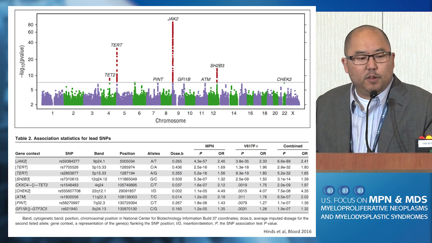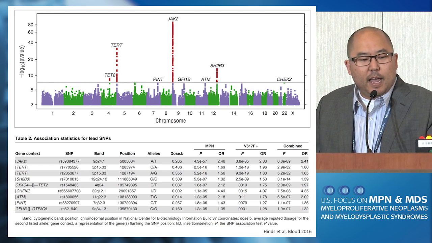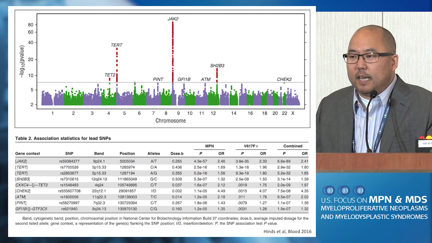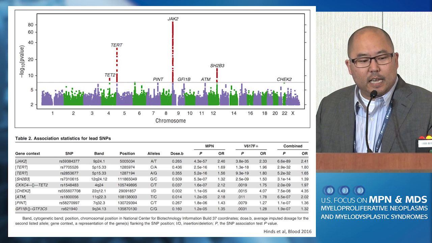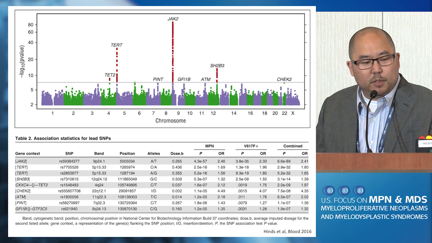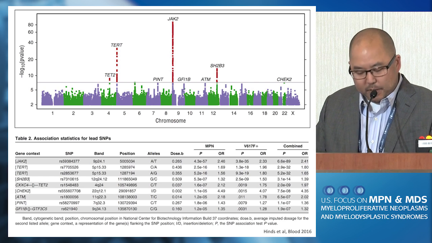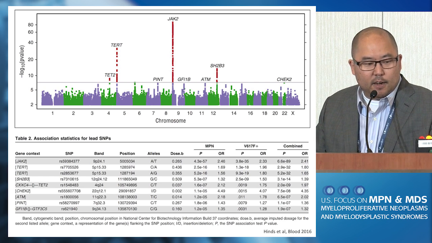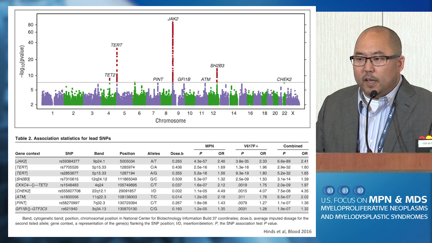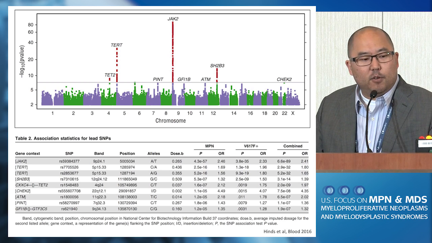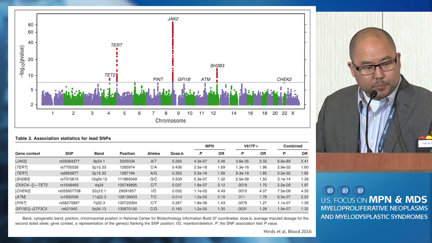And amongst those was a series of SNPs in the TERT locus, as well as within several other genes, including SH2B3, which is the same thing as LNK, and others, including CHEK2, which was rare, but also significantly associated, as well as ATM. Those genes are involved in DNA damage, so that could perhaps be the mechanism through which those contribute. So the point here, again, is that there seem to now be several germline variants that can increase the inherited risk for MPN development.